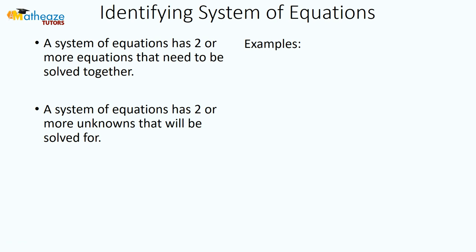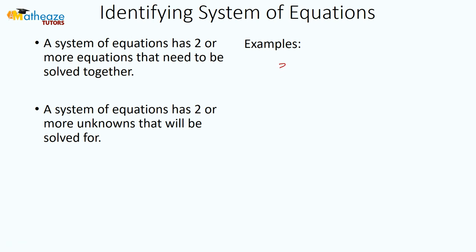Now a system of equations has two or more equations that need to be solved together in order to identify the unknown terms. And each system has two or more unknowns that need to be solved for. Let's look at a few examples of systems.